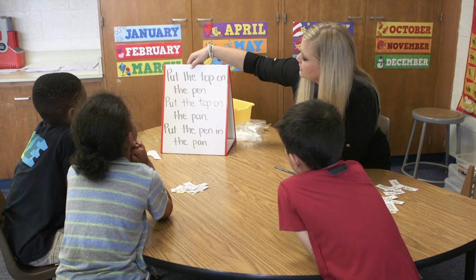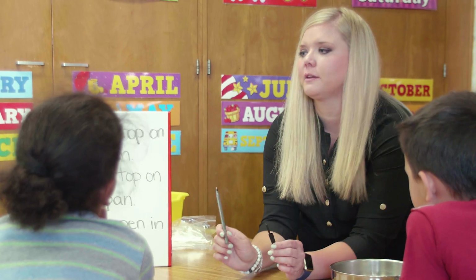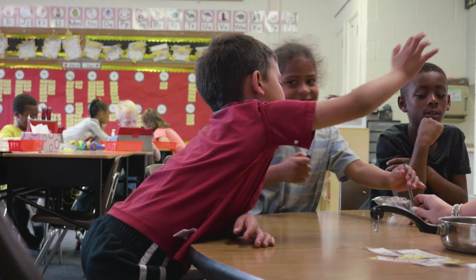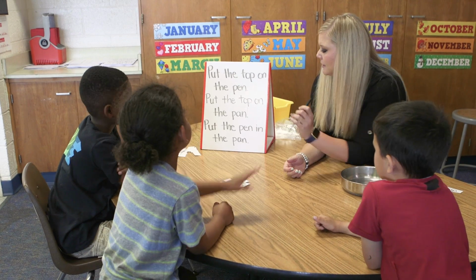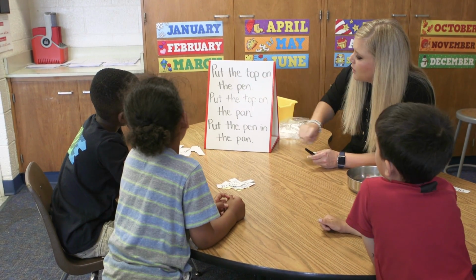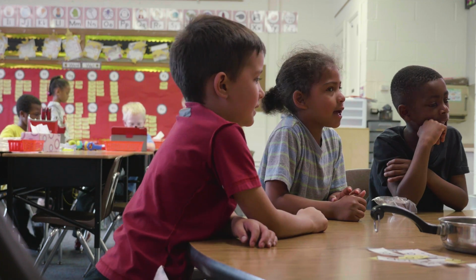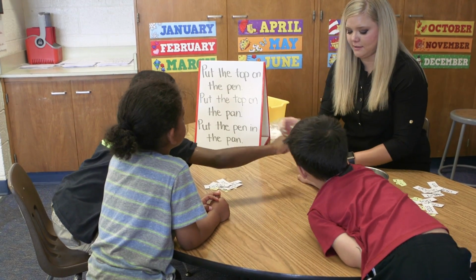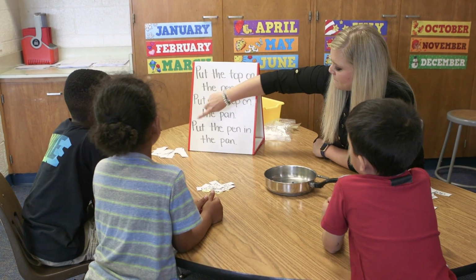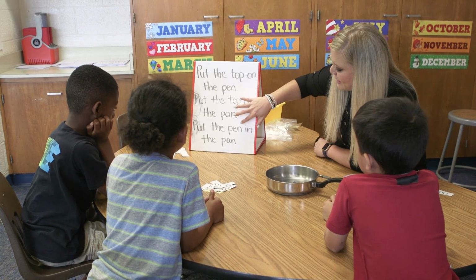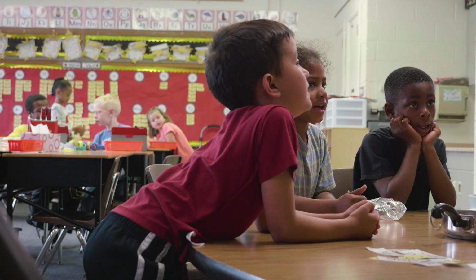Put the top on the pen. Who's going to put the top on the pen for me? Me. I already grabbed it. You have to grab it. Thank you very much. Let's read our next sentence. Put the top on the pan. Who wants to put the top on the pan? Kaylin? Very good. All right, let's look at the last one. Put the pen in the pan. Nathan?